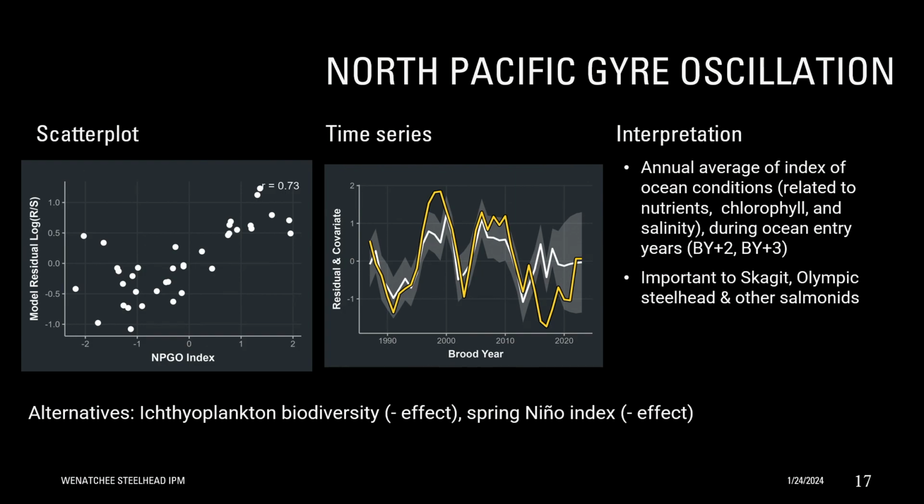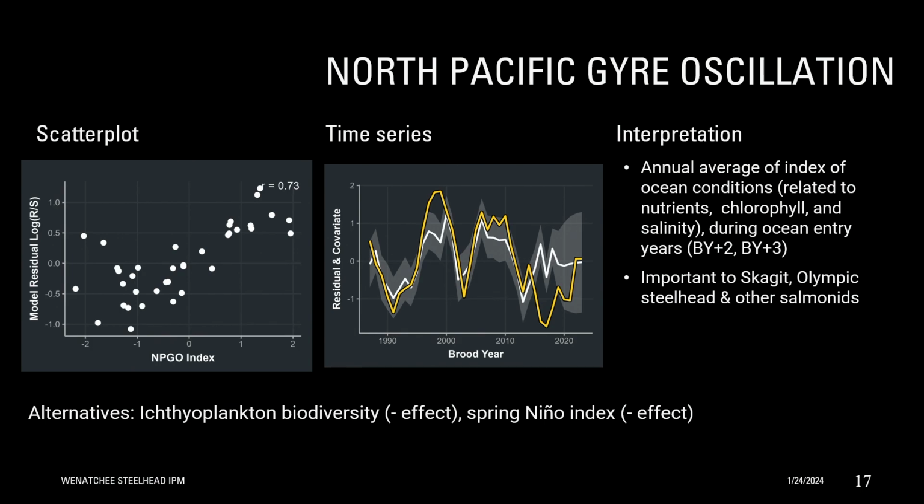So in a nutshell, it's a way to look at the productivity of the ocean when and where the steelhead smolts are arriving. Others have identified this index as potentially important to steelhead on the Skagit and on the Olympic Peninsula, and there's a very strong signal for it here in the Wenatchee data.